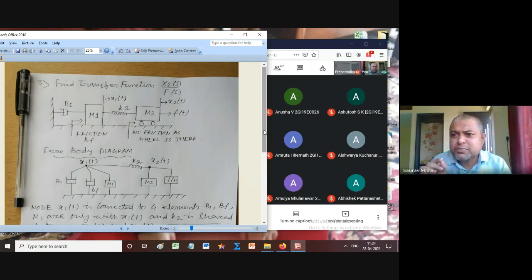I will make the small corrections whatever I have made, and I will scan this and upload it to you today itself. Definitely I'll do it today. Do these 4 numericals first, and then you go for any book, any numerical. It will be very easy for you to understand.